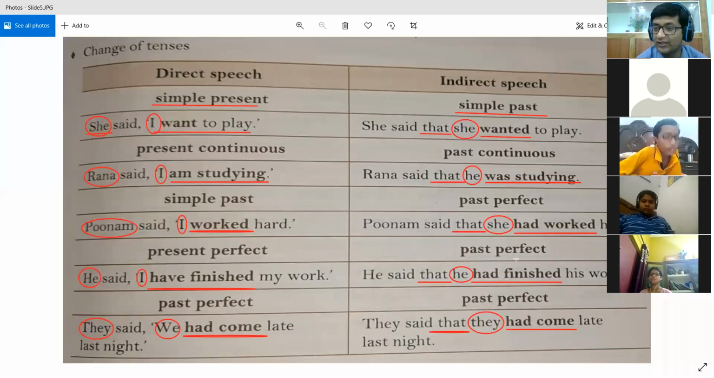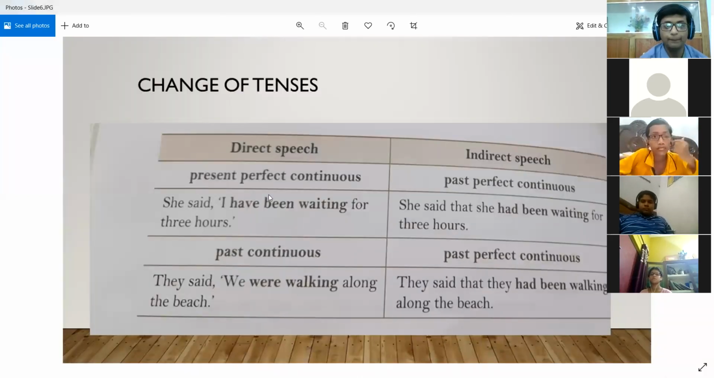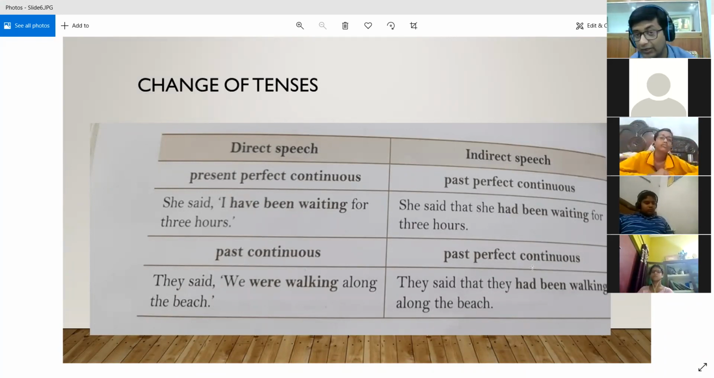Understood how the changes are taking place? All right. Now we will see two more tenses: present perfect continuous and past continuous. These two are left. So the present perfect continuous changes into past perfect continuous, and past continuous also changes into past perfect continuous.